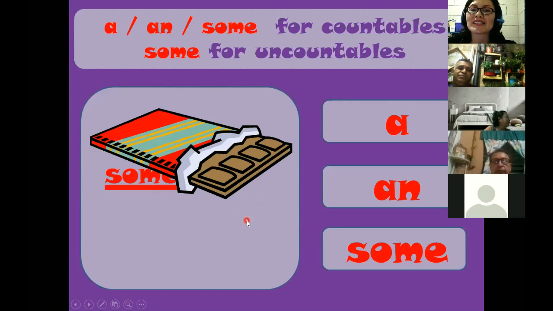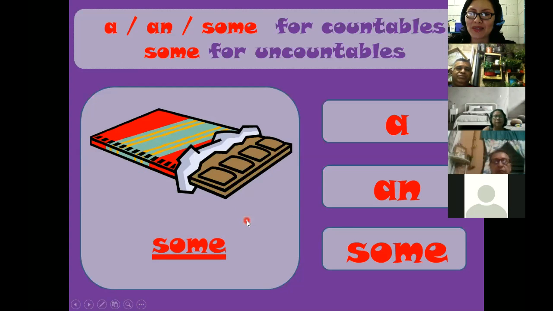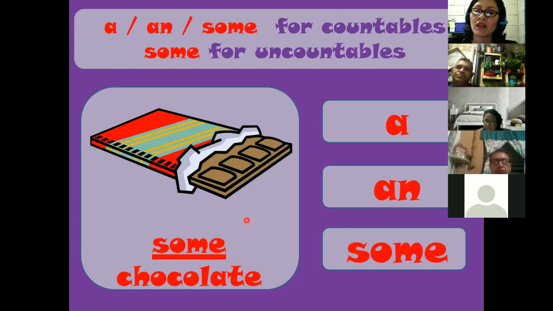Actually, it's some chocolate, right? Some chocolate. Okay, good job. Pero si yo lo quisiera decir en singular, también se puede. Pero tengo que decir a bar of chocolate, ¿verdad? Una barra de chocolate. A bar of chocolate. Ahí sí lo puedo decir así. Pero acá si es solo chocolate, some chocolate.